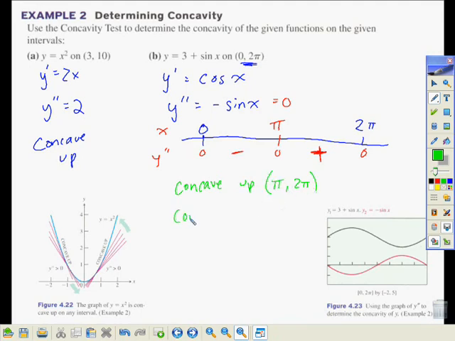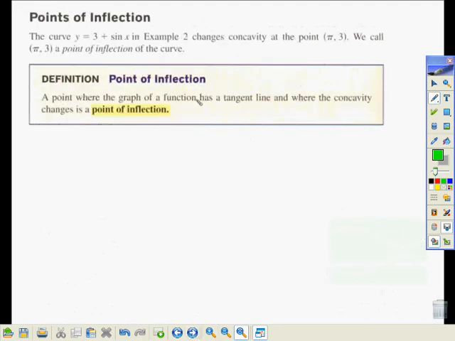We are concave down on this first interval from 0 to pi. Now we have a point here where this changes. Okay, so here at pi, it's actually 0. And what we call this point then, on the next page, is called a point of inflection. That's where we're going to change from positive to negative on these.